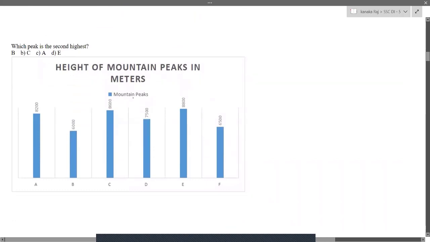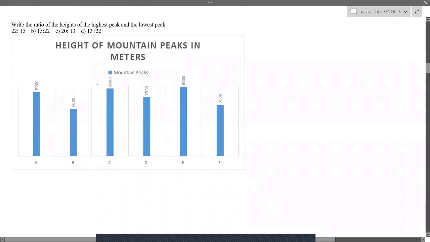So let's look at the next question. What are they asking? Which peak is the second highest? Pretty simple and a direct question here. Which is the highest here? When we look at the bar graph, we can directly tell that 8,800 is the highest, but they're asking for second highest. So second highest will be 8,600. So which mountain has 8,600 as its height? It is mountain C. So do we have that in our options?